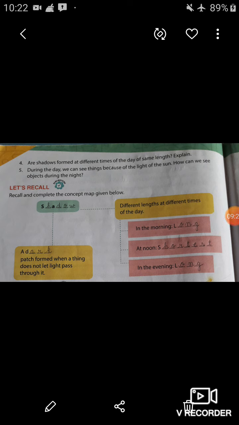Now let's come to question number 4. Are shadows formed at different times of the day of the same length? Explain. So the answer for this question is no. The shadows have different lengths at different times of the day. Shadows in the morning and evening are long, while shadows at noon are the shortest. Now let's come to the last question. During the day we can see things because of the light of the sun. How can we see objects during the night? So students, we can see objects with the help of an artificial source of light during the night.